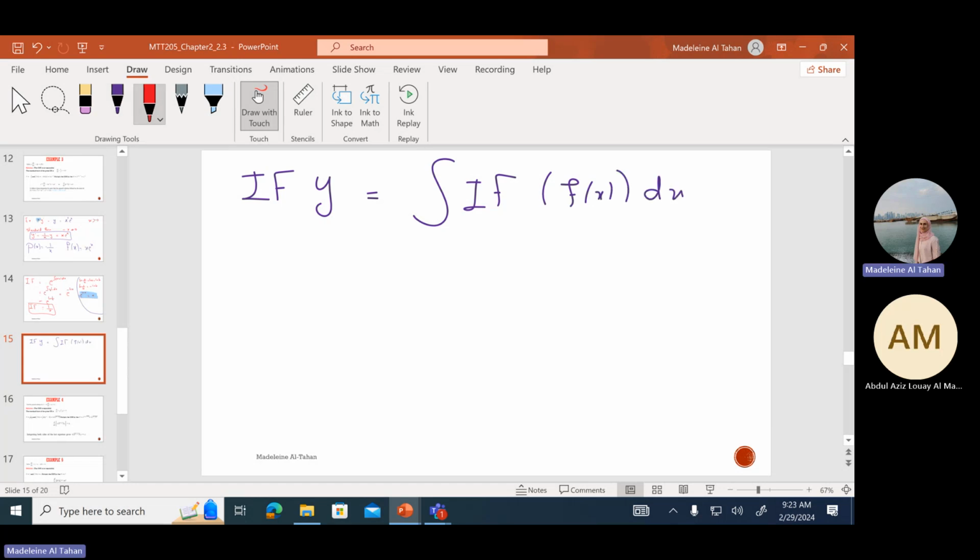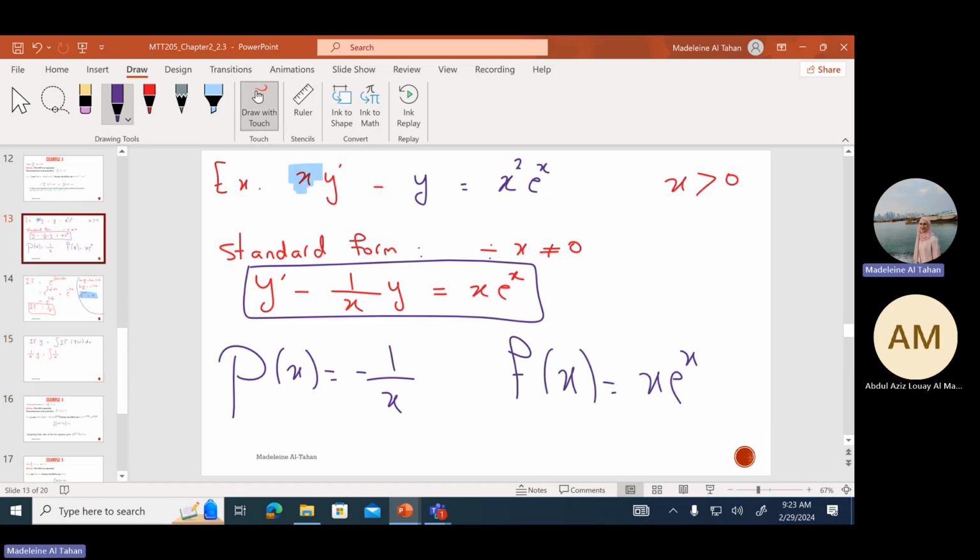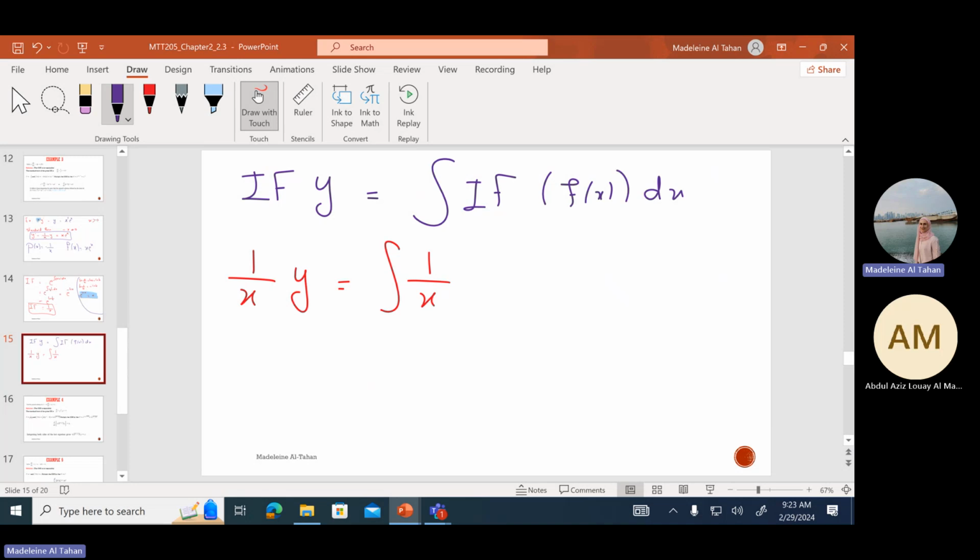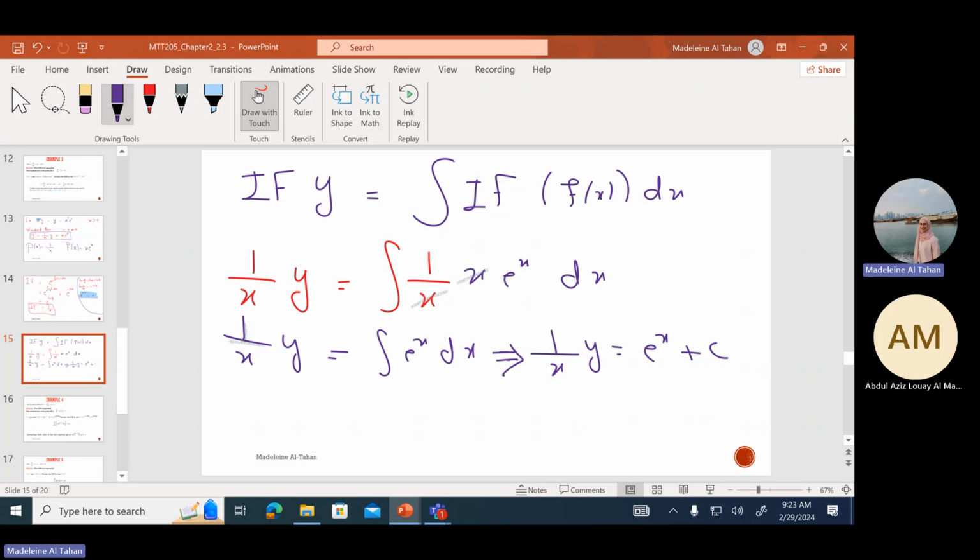So what's the integrating factor you told me? 1 over x, y equals the integral of integrating factor 1 over x, right? What's f of x? X, yes. Okay, so I will copy x dx. Can we cancel them together? What are we left with? 1 over x, y equals the integral of e to the x dx. What's the integral of e to the x? Yes. 1 over x, y equals e to the x plus c.